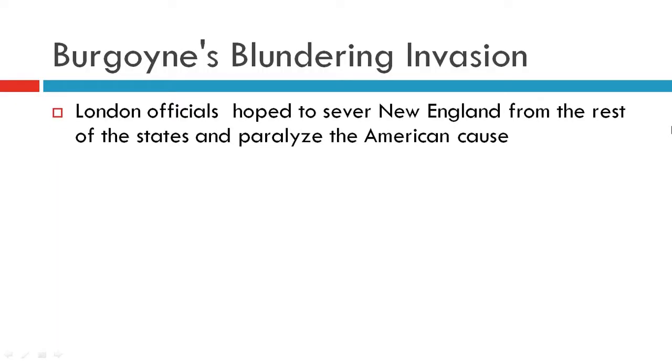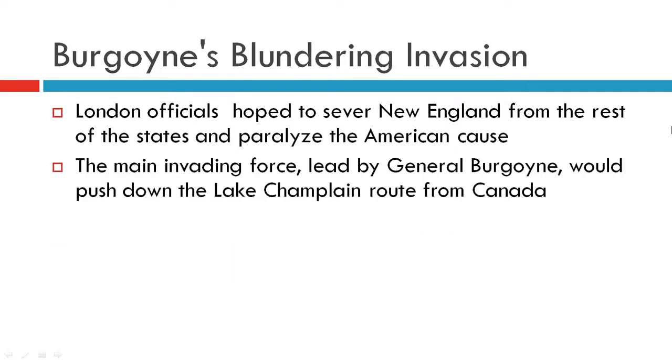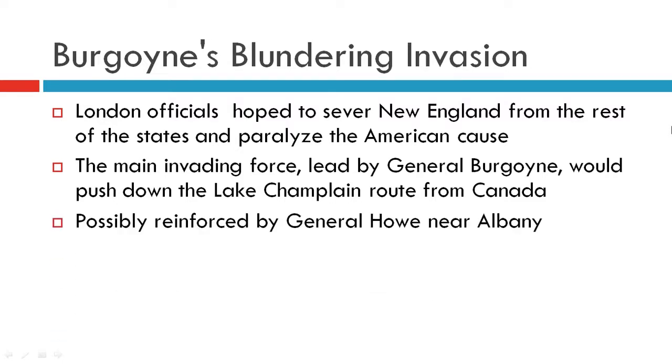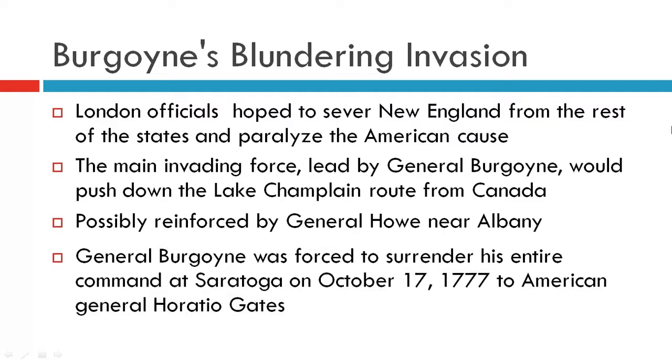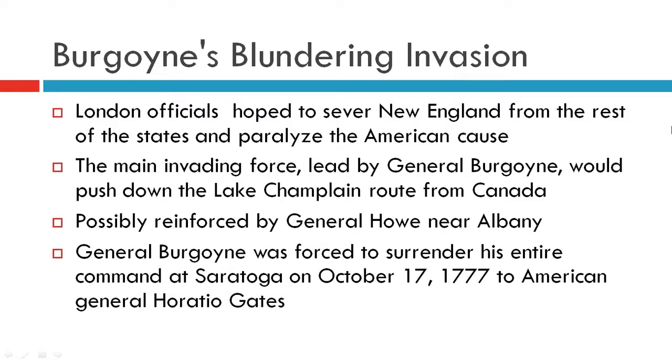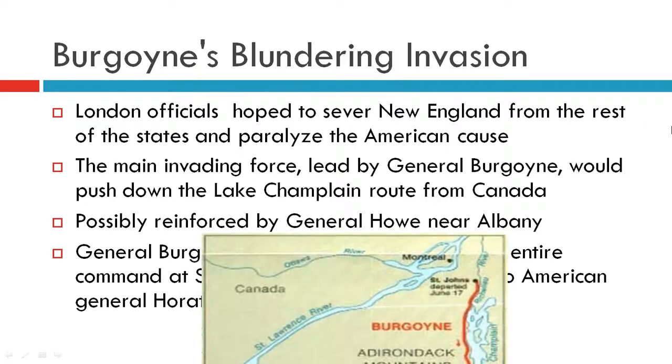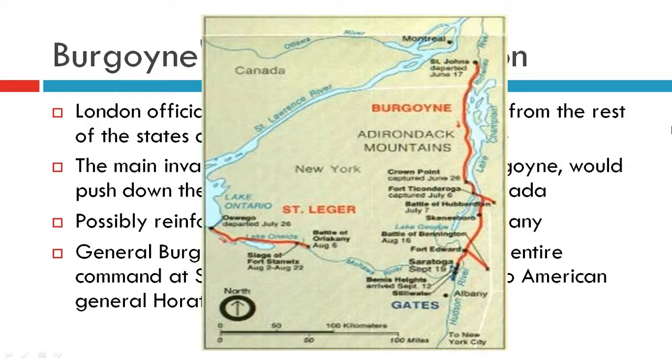As I said before, New England was a hotbed for revolutionary zeal, and the British recognized that, and they hoped to sever New England from the rest of the states to possibly paralyze the American cause. They sent General Burgoyne down the Lake Champlain route from Canada, where he would hopefully be reinforced by General Howe near Albany. Unfortunately, Burgoyne was forced to surrender his entire command at Saratoga on October 17, 1777, to the American General Horatio Gates. Unfortunately for Burgoyne, that is, not for the colonists. And here you can see his route ending at Saratoga.